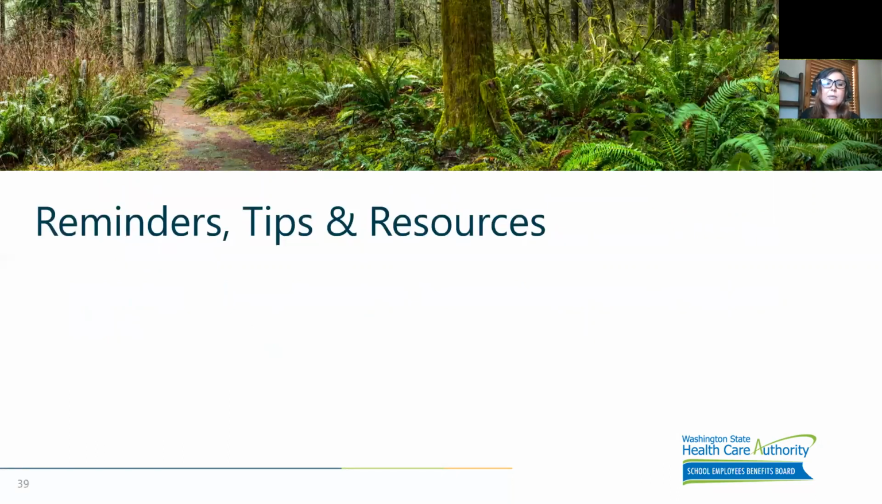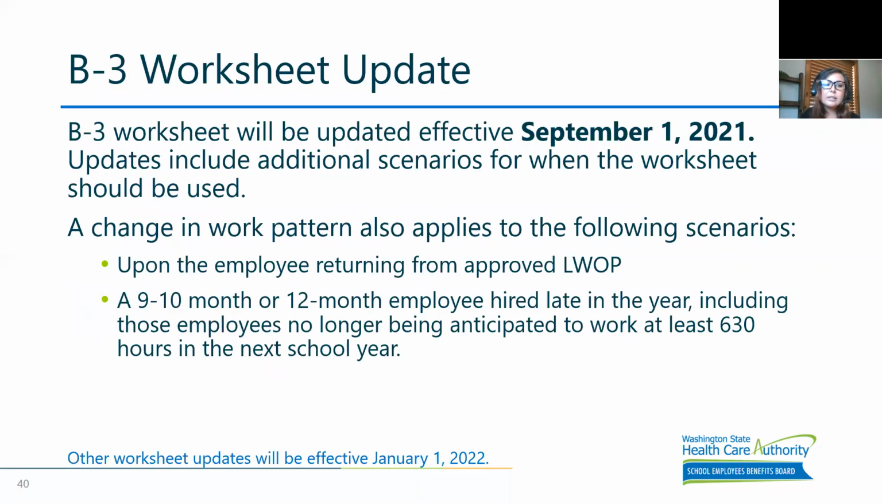Okay, so let's get into some reminders, tips, and resources. So there were some updates to WAC clarifying when employees can lose eligibility. So in correlation with that, the B3 worksheet is being updated, and this update will take effect September 1st. And the update just reflects 2 additional scenarios as to when an employee can lose eligibility. And then I also want to point out that our other worksheet updates will be going into effect January 1st of 2022. So just be on the lookout for that.